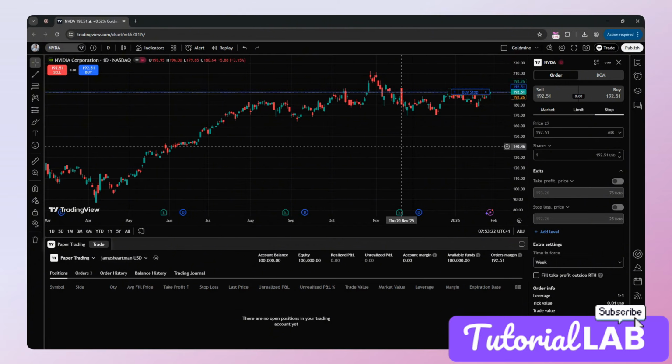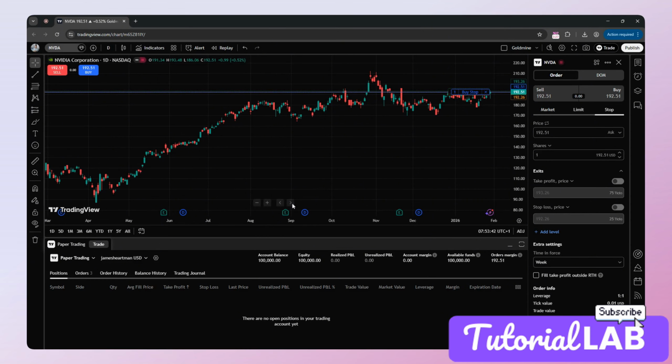Here are a few important tips before we start trading. Always check which account we're using, paper trading or live, before placing an order. It's best to avoid market orders during high volatility if we're new, since prices can move fast. We should also remember to review our trade details before clicking buy or sell, just to make sure everything is correct.